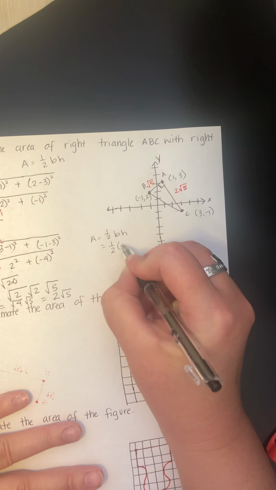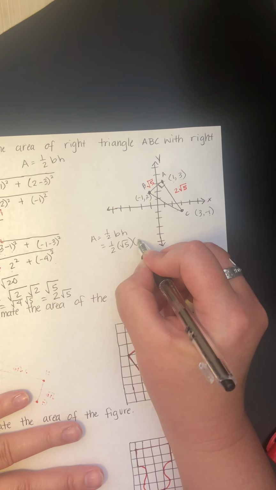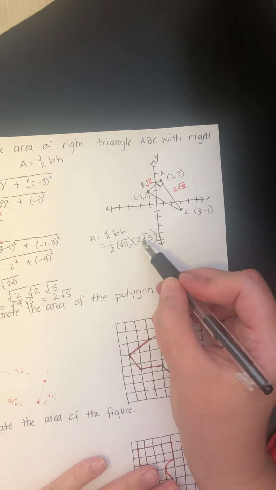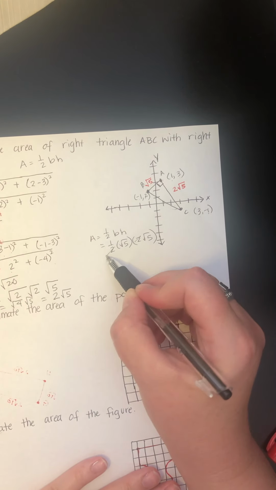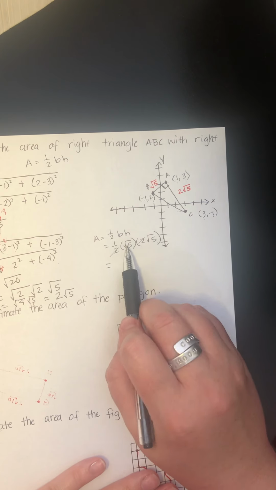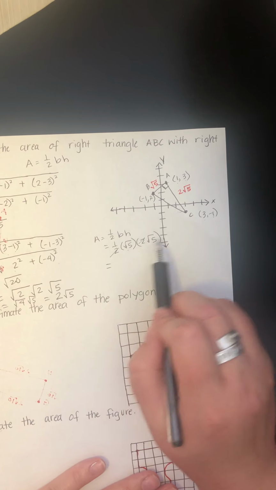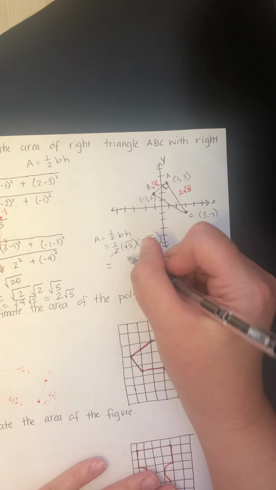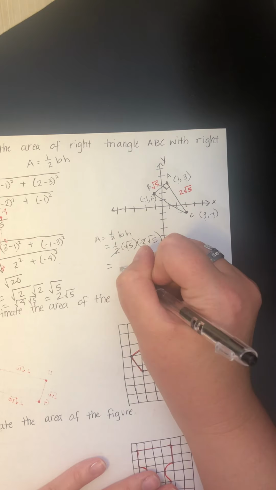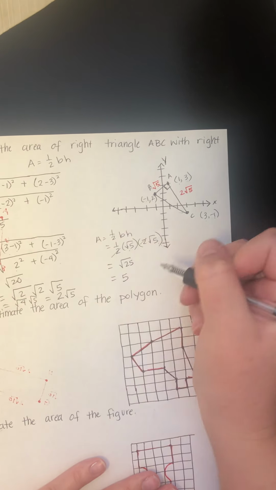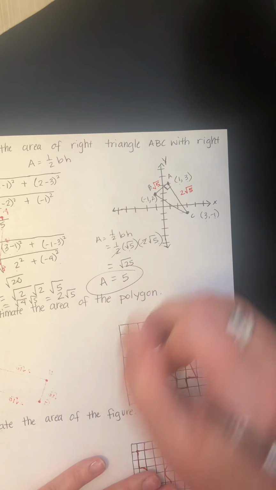The base is the square root of 5. The height is 2 times the square root of 5. These 2's are going to cancel. You're going to be left with the square root of 5 times the square root of 5, or 5 times 5, since you can multiply. If they have the same number underneath the radical, or anything under the radical, you can multiply them. So we have the square root of 25, which we know what that is. It's a perfect square. Our area is 5.